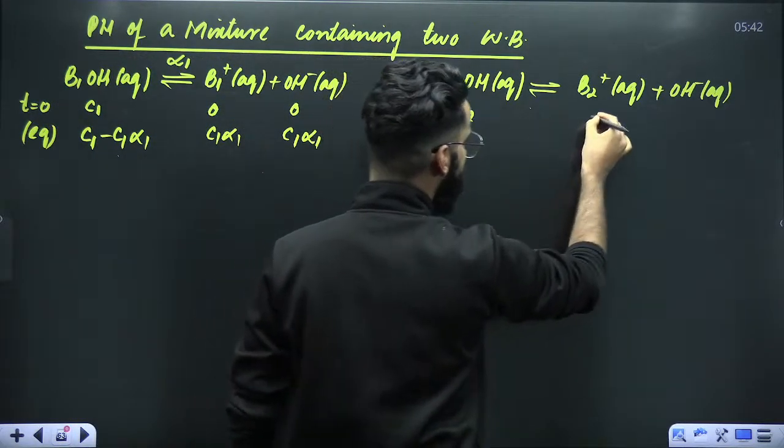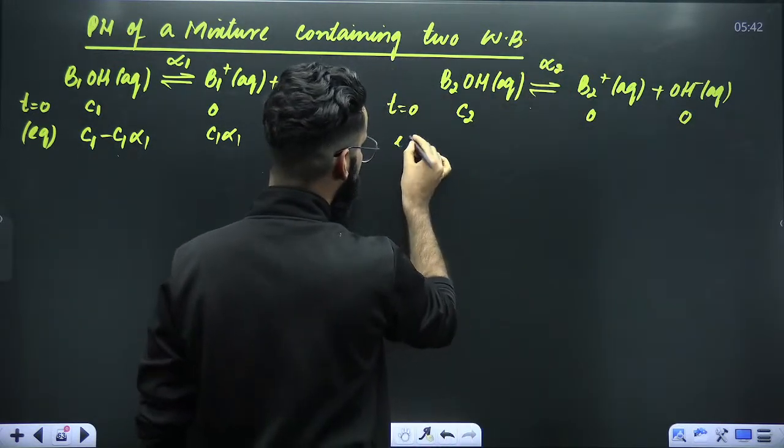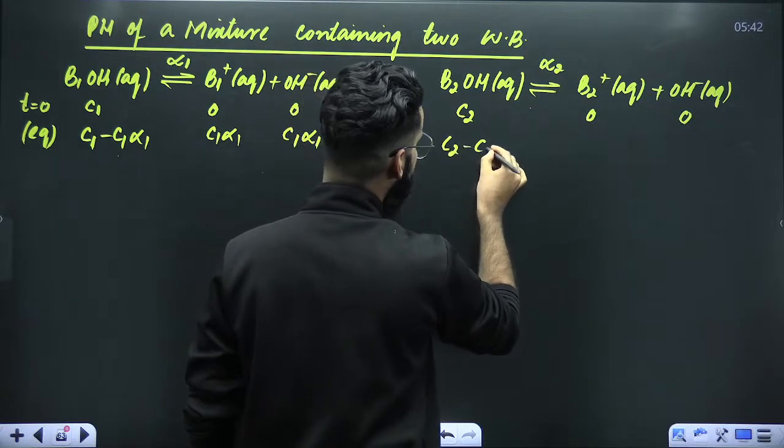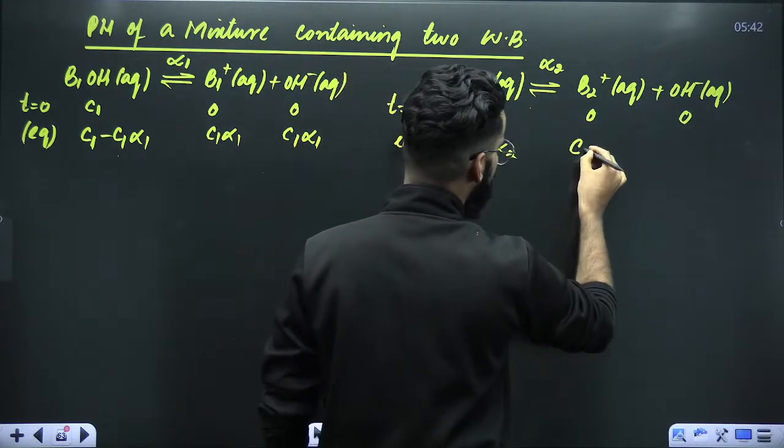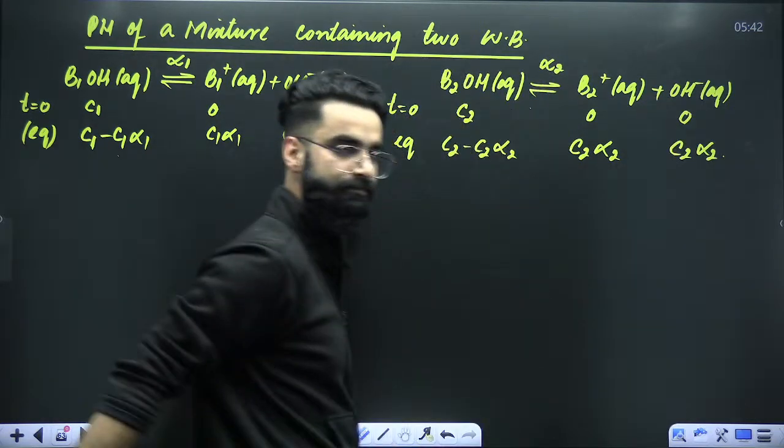This is C2, for example. This is 0. This is 0. The degree of ionization, for example, is alpha 2. So at equilibrium, I'll be left with C2 minus C2 alpha 2. This is going to be C2 alpha 2. Even this is going to be C2 alpha 2, right?